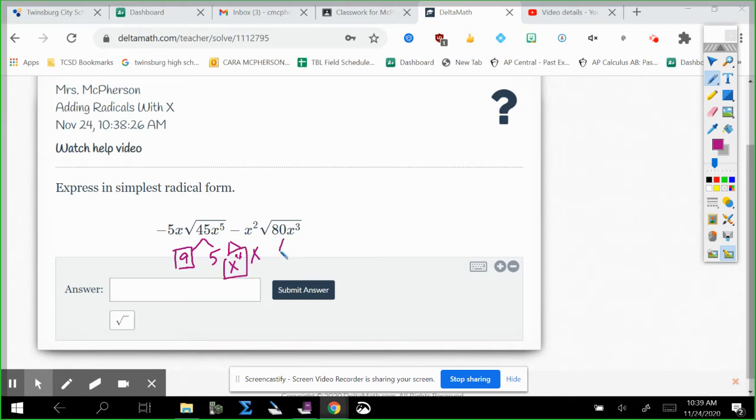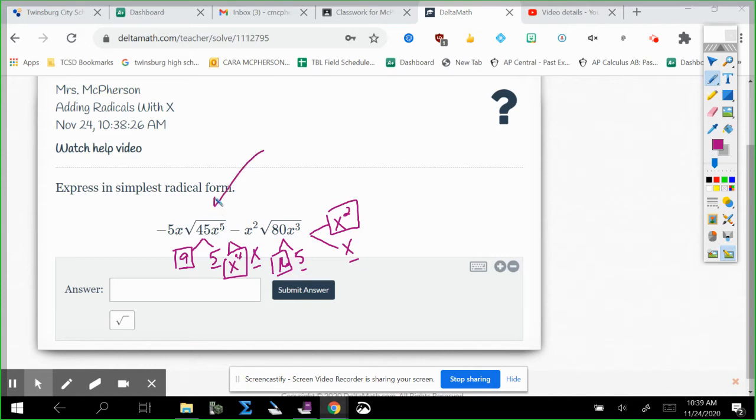Now I'm going to go over and do the same thing with the second radical. 80 is not a perfect square, but 16 is. 16 times 5. X to the 3rd is not a perfect square, but x squared is, leaving me with an x. So kind of like I did in the previous lesson, I like to write down my leftovers.